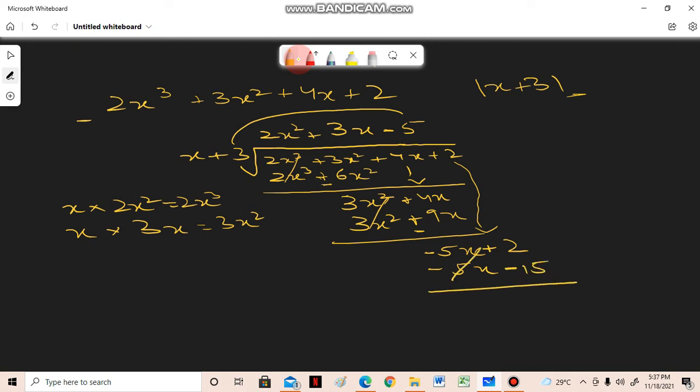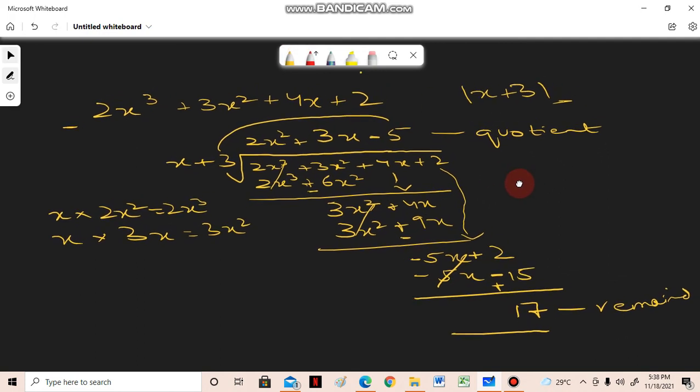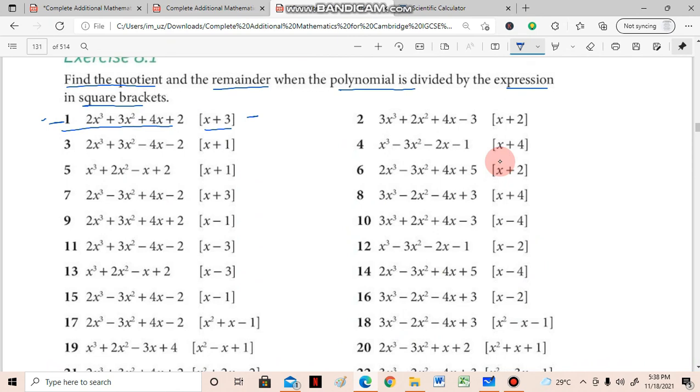Okay, so this will cancel. Again the negative sign will become positive sign, so plus plus is plus, and 15 plus 2 is 17, and the sign will be of positive. So now you know that this is the quotient and this is our remainder, which is 17. So now I hope you have understood how to do this question. So now let's try to solve question number 10.